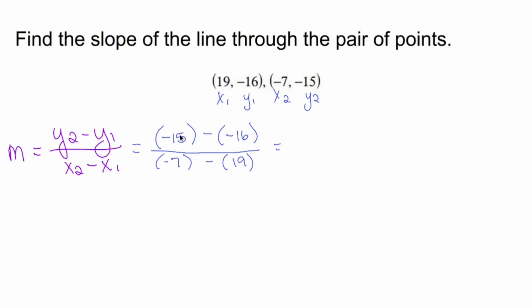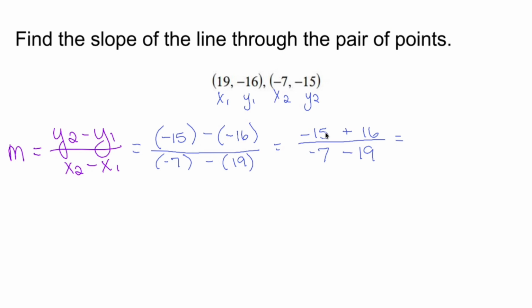Now I'm going to clean up each part. If there's nothing in front of the parentheses, I don't need the parentheses. So negative 15 doesn't need a parentheses there. This is a double negative, and a double negative makes this number positive. So minus negative 16 is the same as plus positive 16, so I'm going to clean that up. Nothing in front of parentheses negative 7, so I don't need the parentheses. And minus parentheses 19 is just minus 19.